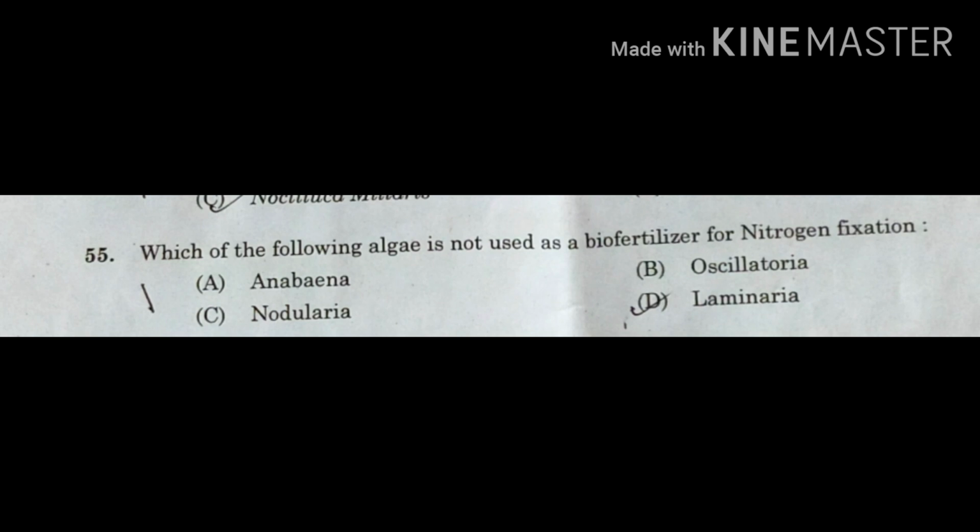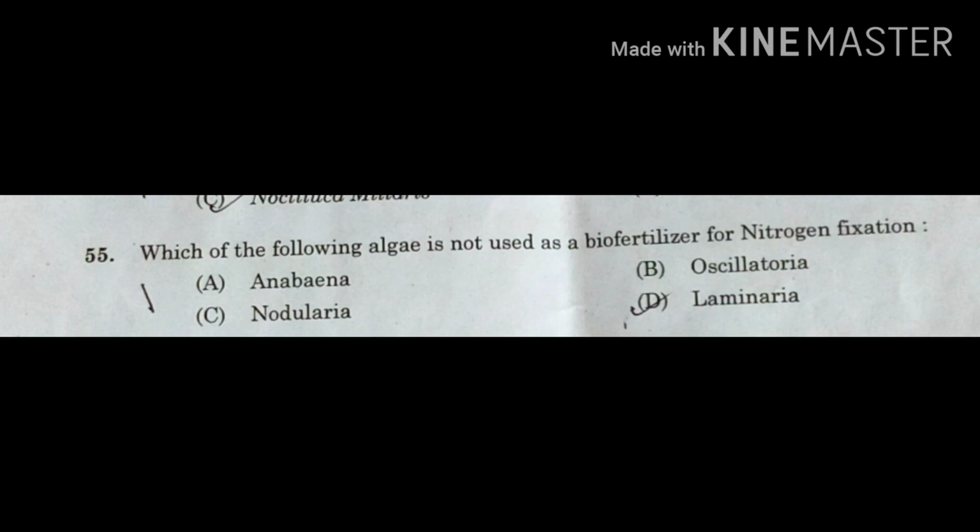Cyanobacteria, or blue-green alga. Nodularia is also a cyanobacterium or blue-green alga which contains heterocyst. Hence, it can perform nitrogen fixation. So, due to the capacity for nitrogen fixation, Anabaena, Oscillatoria and Nodularia can be used as biofertilizers. But Laminaria, you know that Laminaria is a marine alga, a brown alga, and it doesn't have any nitrogen fixing property, hence it cannot be used as a biofertilizer. So the correct answer for this question is option D, Laminaria.